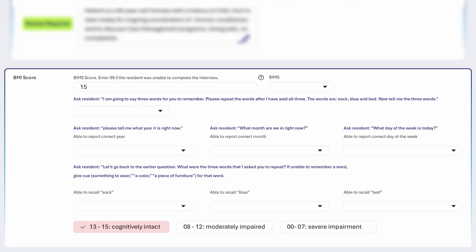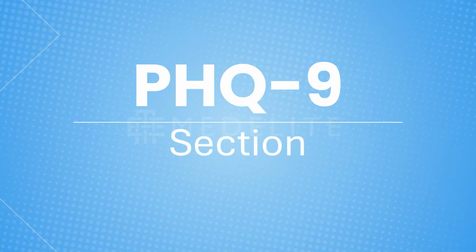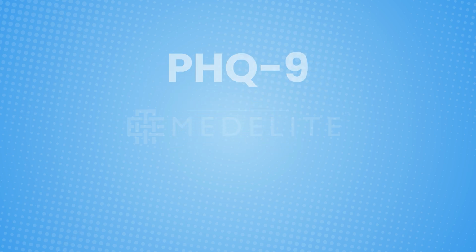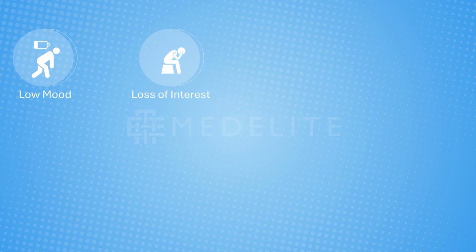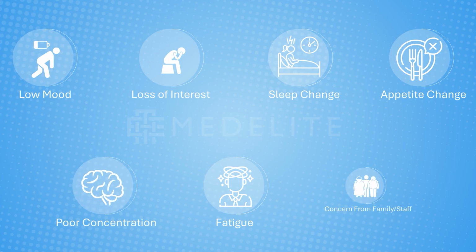Next is the BIMS score section. We covered administration and scoring in detail in our last video, so refer back if you need a refresher. Right after that is the PHQ-9 section. Perform the PHQ-9 when depression-like symptoms are suspected, such as low mood, loss of interest, sleep or appetite change, fatigue, poor concentration, or concern from family or staff.